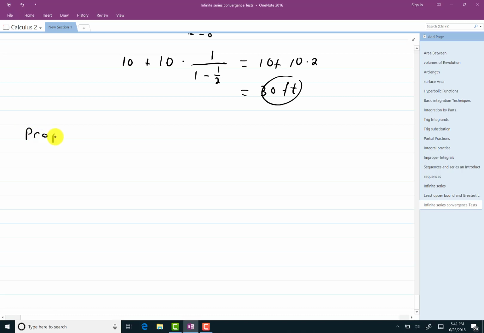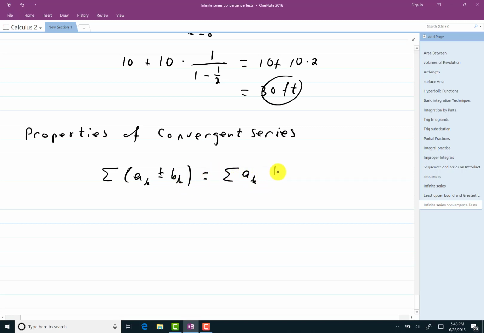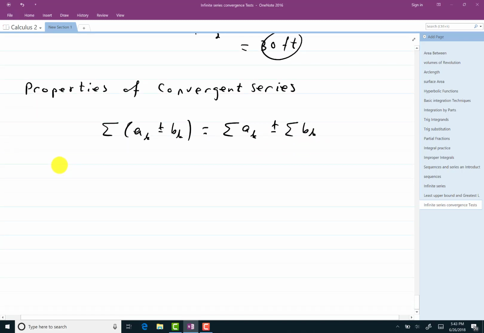So now I'll write those properties. All the series I'm going to write are convergent. It doesn't matter where they start. They all go to infinity. I could put infinity up there for all of them, I suppose, but I'll just put the sum of a sub k plus and minus b sub k equals the sum of the a sub k plus and minus the sum of the b sub k. Of course, everything is convergent here. Keep that in mind. If any are divergent series, none of this will perhaps work.